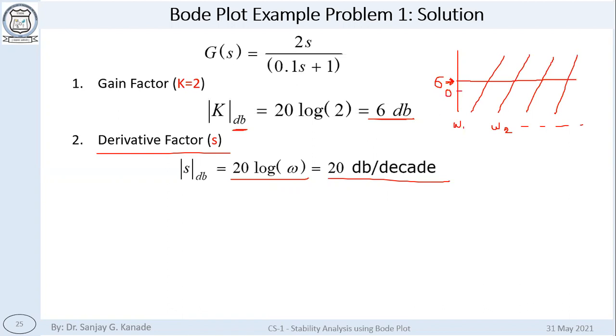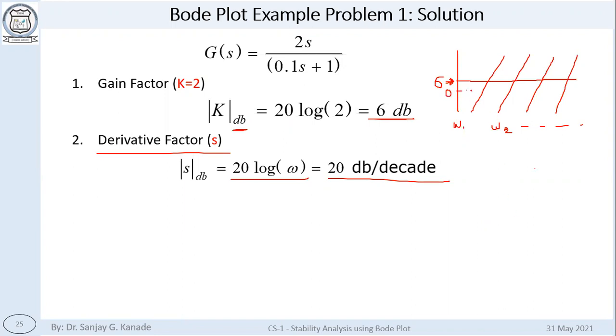All these lines, whatever I have drawn, let's not talk about the accuracy of the slope, but if we say that all the slopes are 20 dB per decade, then all are correct. So where shall it be? Any guess? Actually, no guess required. What do you think? Where shall it be?